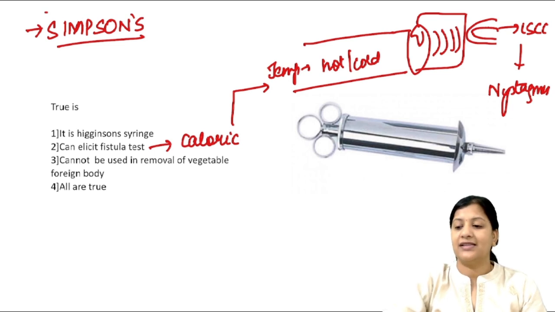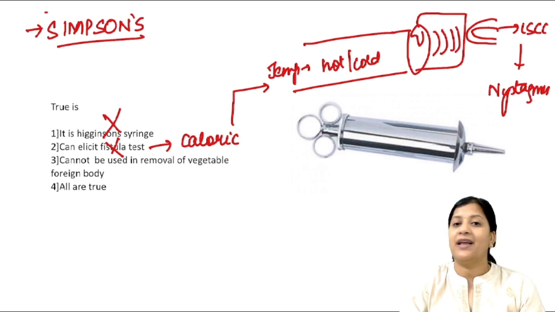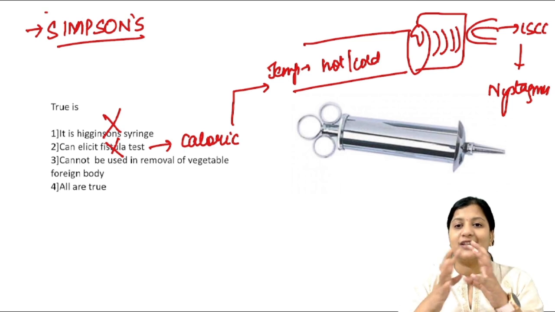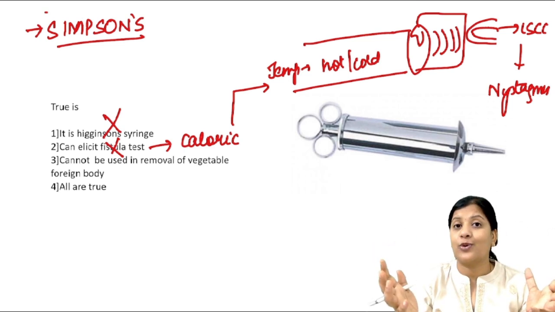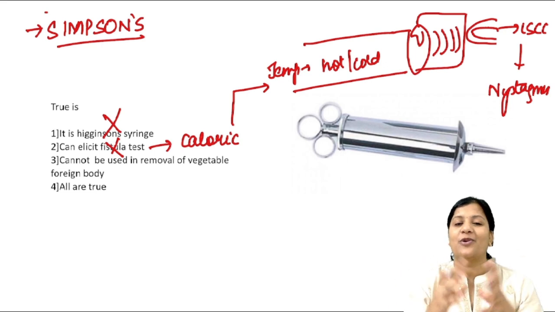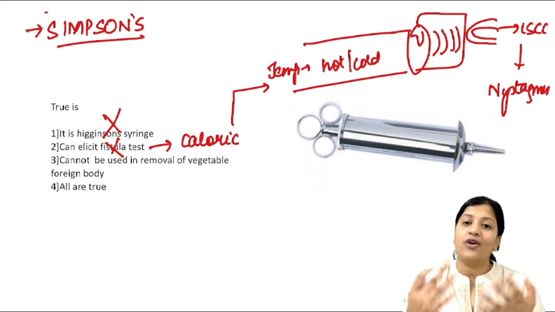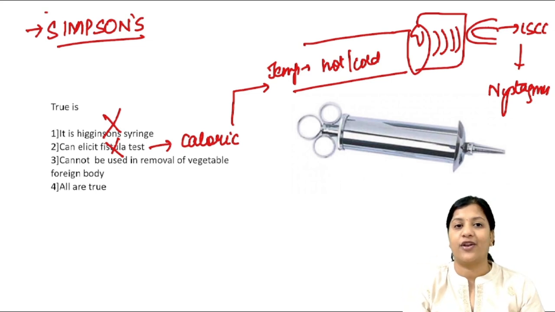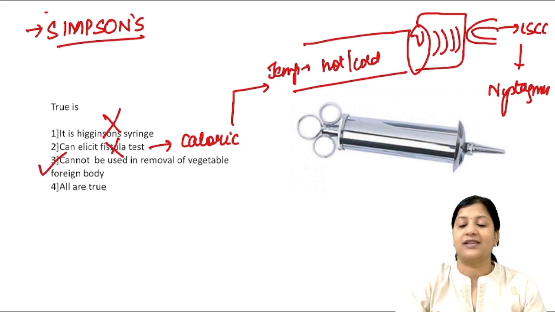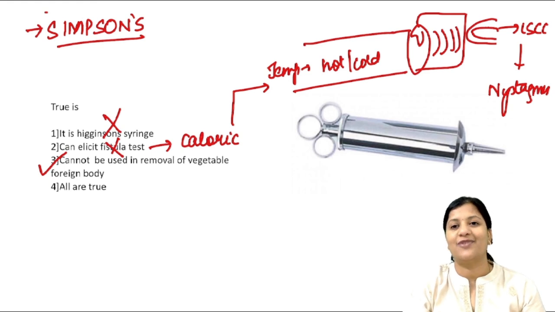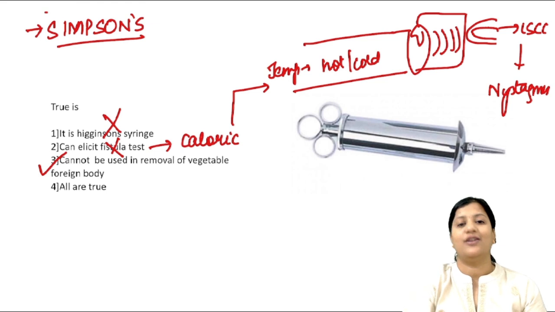So Higginson syringe is false, used for fistula test is false. Cannot be used for a vegetable foreign body. Typically, you won't do syringing for a vegetable foreign body because the vegetable can swell. It is a hygroscopic foreign body, and hygroscopic foreign bodies will swell whenever they come in contact with water. So, of course, you will not use this for vegetable foreign body. So, the true statement is cannot be used for a vegetable foreign body or a hygroscopic foreign body. This cannot be used.